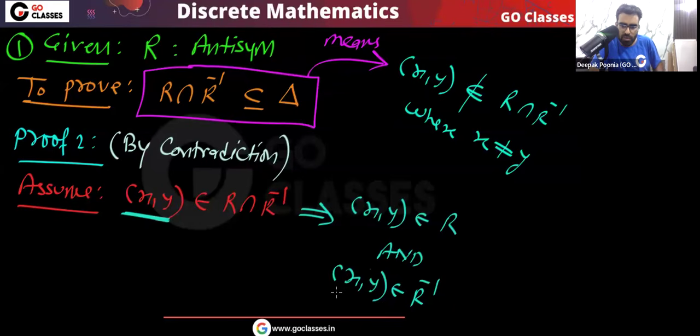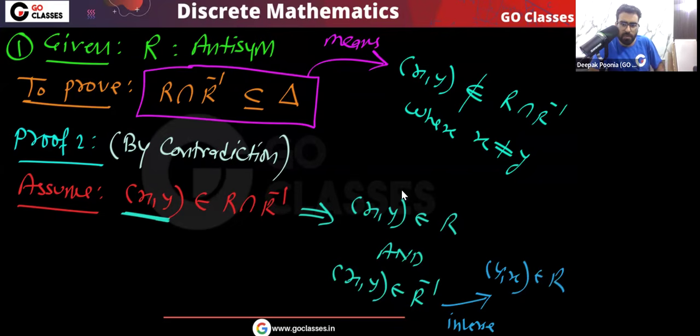Then what can I say? Or from here, look at this. xy belongs to R inverse. Then from here, what can you say? If xy belongs to R inverse, then by the definition of inverse, you can see that yx will belong to R.